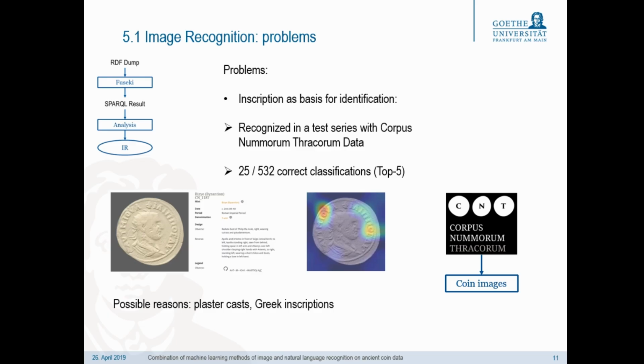Basically, it was our intention to train a model that can identify portraits on the coin. Now we could see that a large proportion of the classifications were created due to the inscription, like on this heat map here. You can see it here and here. That would explain the large number of errors, because the model was trained on coins with a Latin inscription from the OCRE database. And so we have here the Greek inscriptions. So there is a problem with this Greek inscription from the CNT coins. Another reason could be the fact that most of the images show plaster casts and not the real coins.